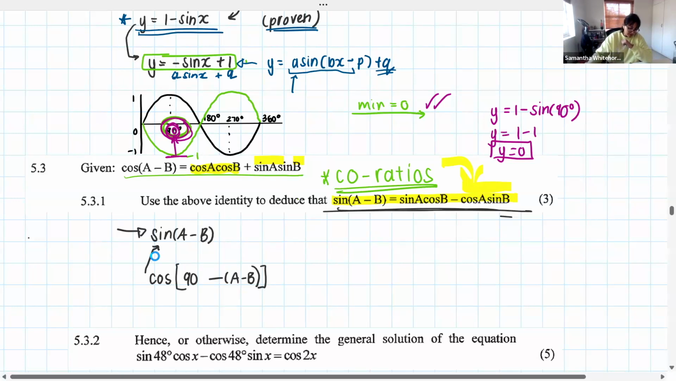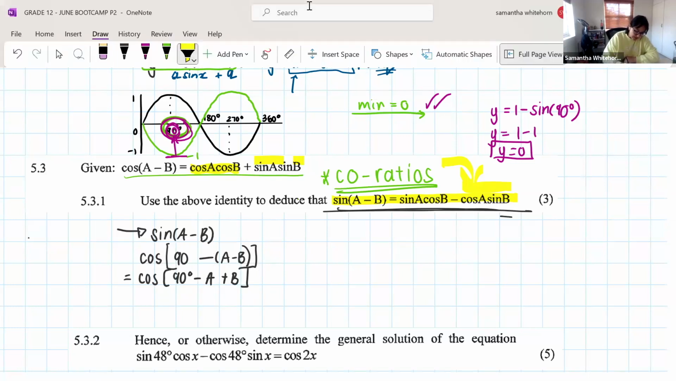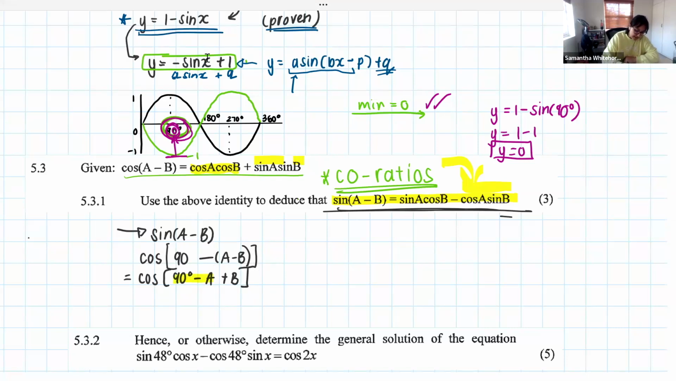Right, so we've got cos of 90 minus A minus B. And now we're basically just going to start simplifying the situation. So we can distribute the negative in. So I've got 90 minus A plus B. And now remember, you're working with compound angles, so you need to have two angles to work with. Compound angles is an angle plus an angle or minus an angle. So the first angle that I'm going to work with is the 90 minus A. The second angle that I'm going to work with is the plus B.